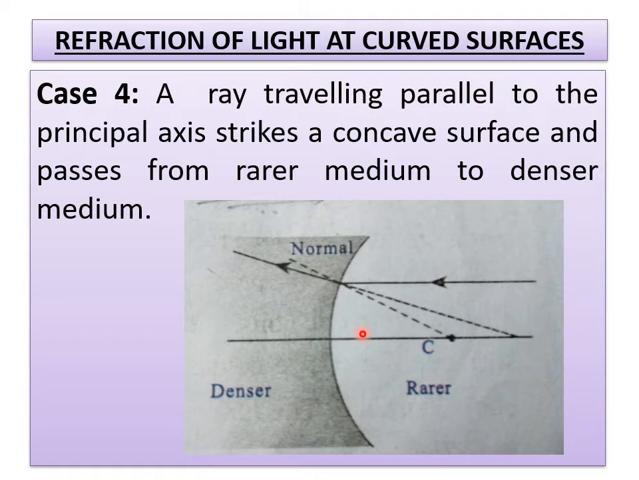Here the surface is either concave or convex, but the same rules apply here. What is the main rule? Whenever a light ray enters from rarer to denser, it bends towards the normal. In that case, R is less than I. Whenever a ray travels from denser to rarer medium, that means it bends away from the normal, and R will be greater than I. So all of that you have to remember for these four cases.